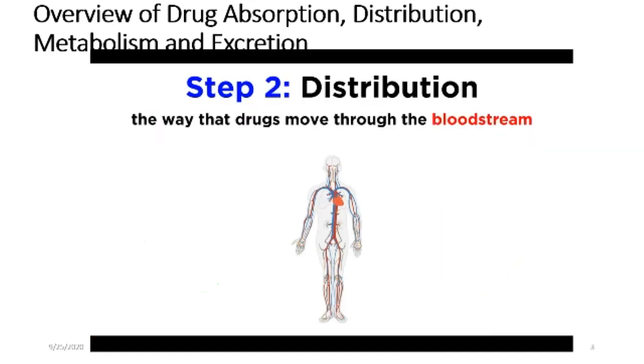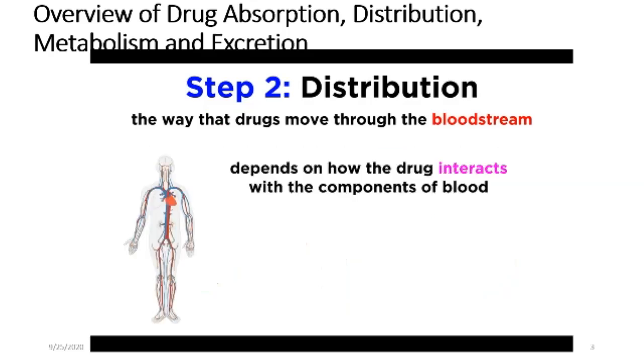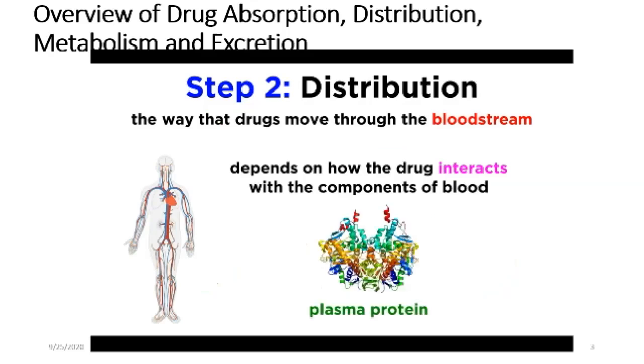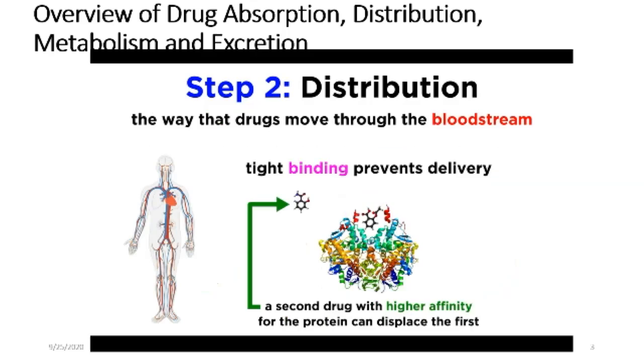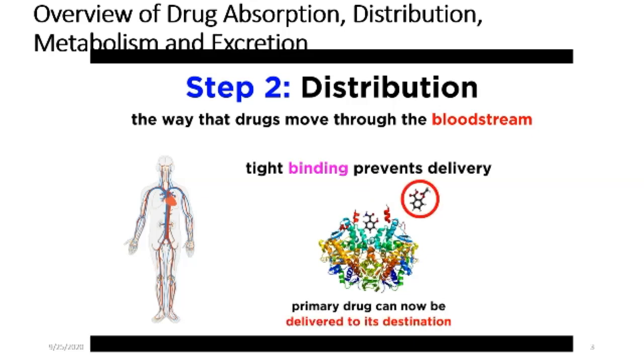Next, we mentioned distribution. This is the way that drugs move through the bloodstream after being absorbed into it or injected into it. There are many factors that influence this, like the way that the drug interacts with the components of blood, such as plasma proteins. If the drug binds too tightly to these proteins, it will not be able to reach its target cells. Sometimes a second drug is administered in conjunction with the first that has a higher affinity for these proteins than the first one does, thus serving the sole purpose of displacing the primary drug once bound to the protein, allowing it to be delivered to its destination.